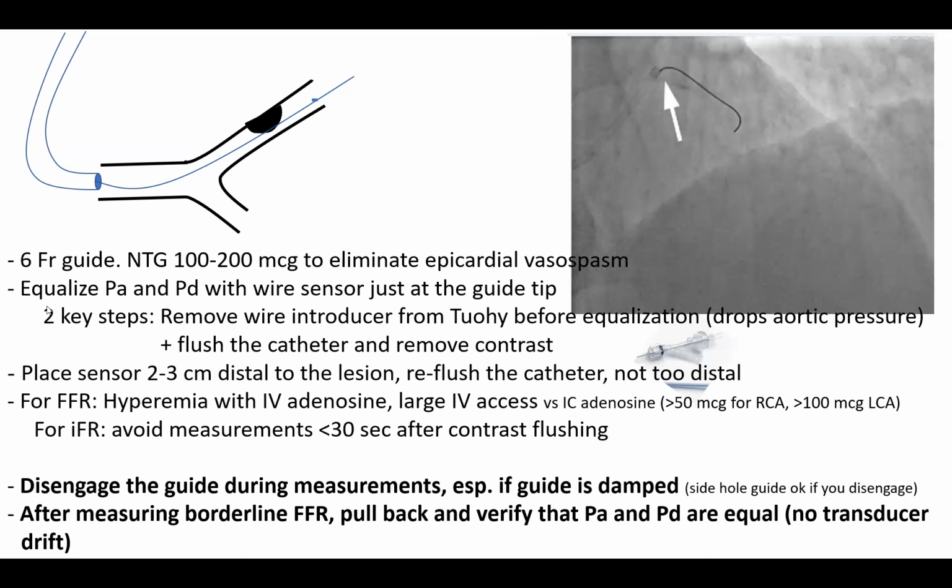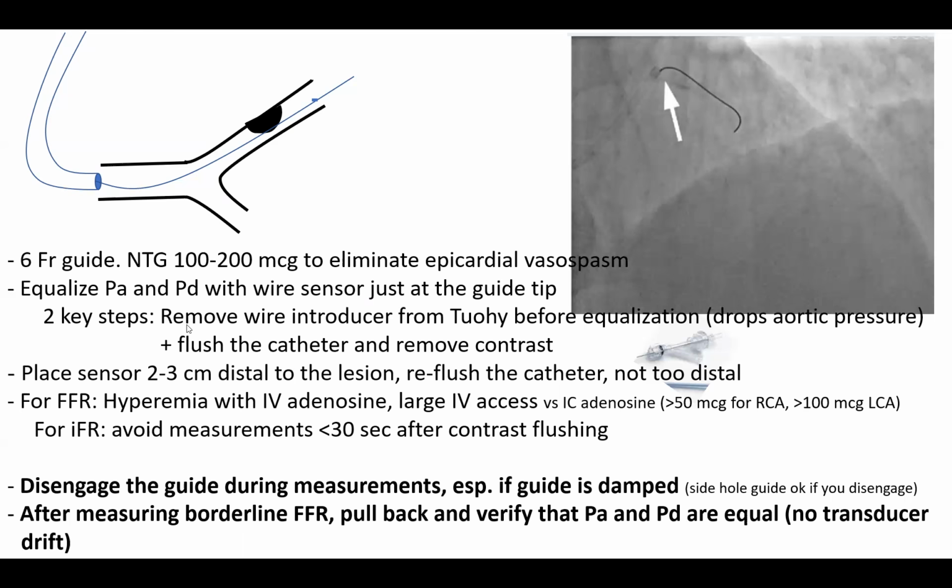Okay? Second idea is that as you're advancing your wire, you have to equalize. The pressure sensor of that wire is at the back of the radio opaque portion. So as you're advancing, you have to equalize the pressures at the tip of the guide. You make sure that those two pressures are equal. PD and PA are equal at the very tip of the guide.